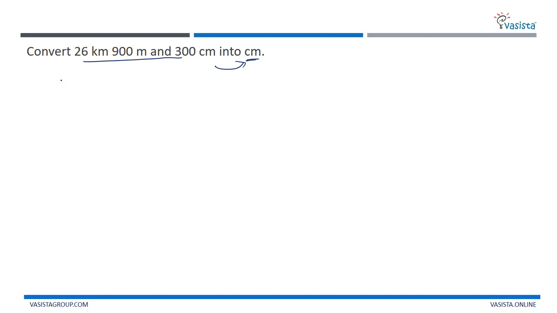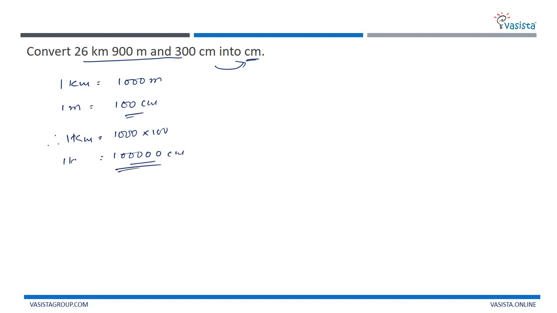We know that 1 kilometer is equal to 1000 meter, and 1 meter is equal to 100 centimeter. Therefore 1 kilometer is equal to 1000 into 100, which is nothing but 1 lakh centimeter. Now let us substitute here.